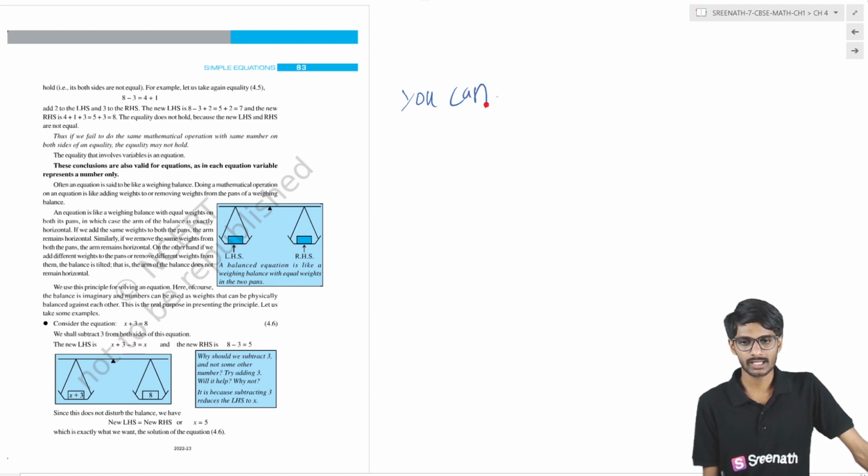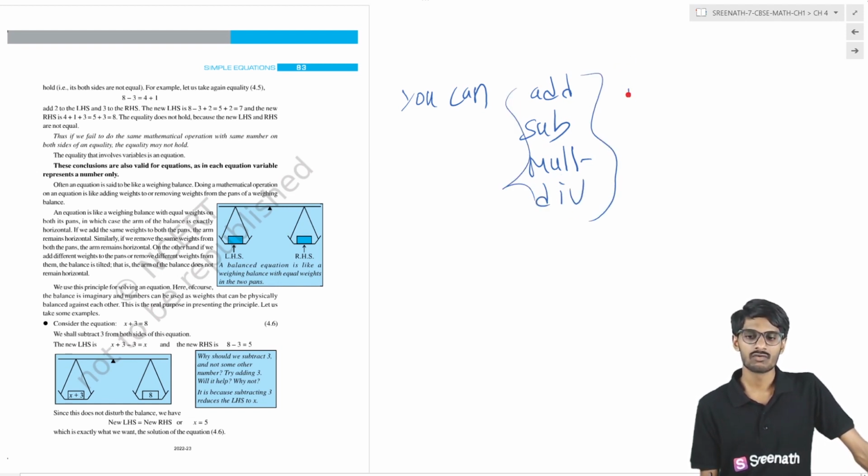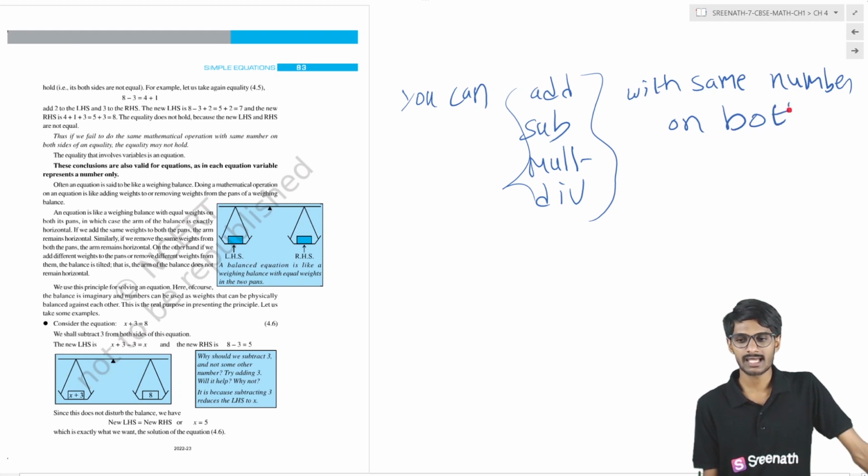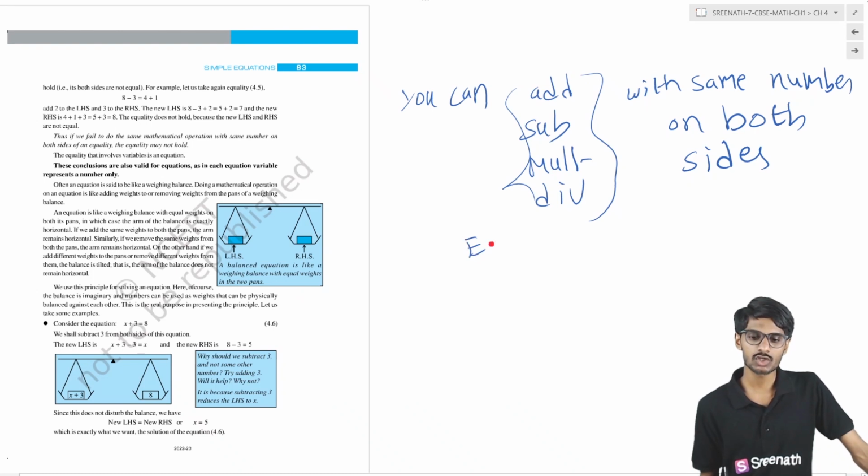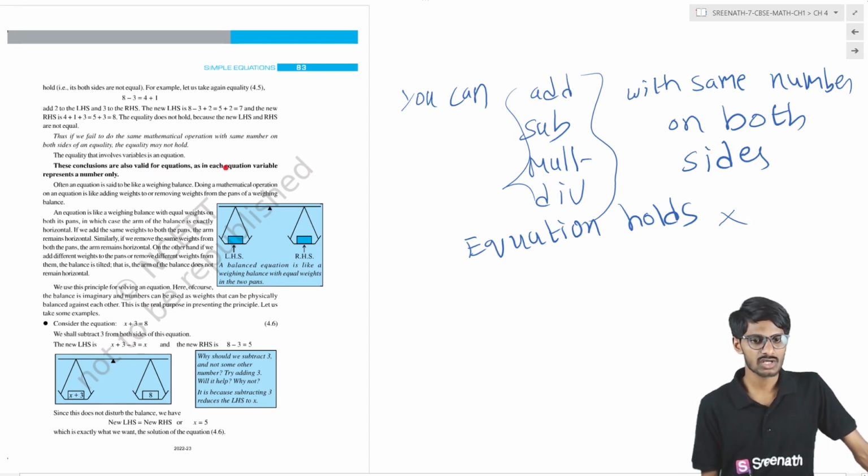Whatever the case, the final thing is that you can add, subtract, multiply, and divide. You can do all these operations with the same number on both sides, and then its value does not change. The equation holds, students. But if you fail to do that, then the equation will fail. It is the same for equations that have variables and numbers also.